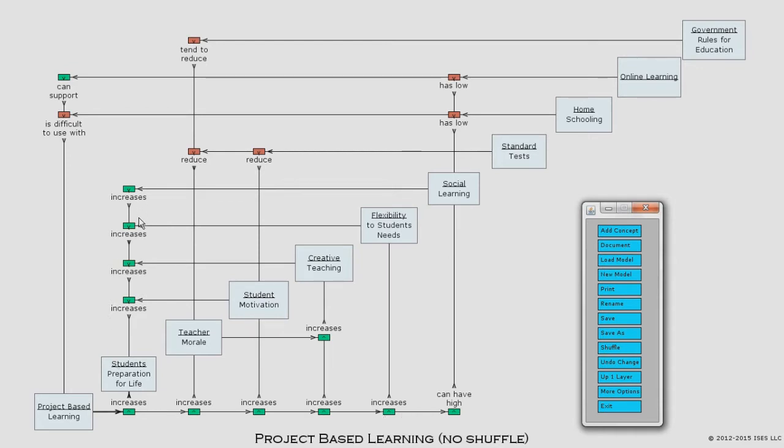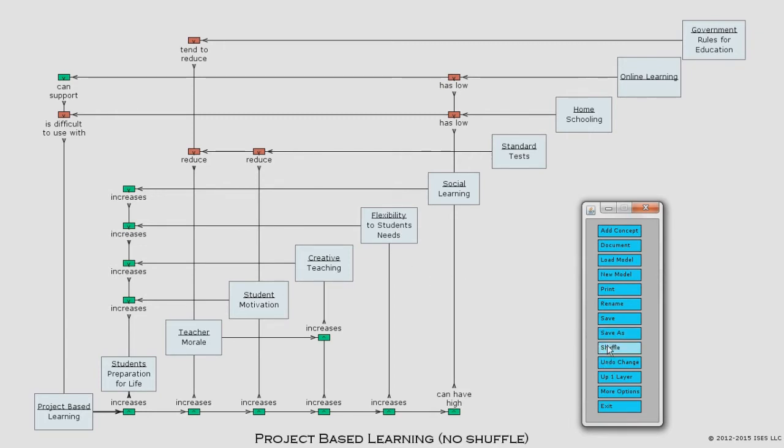Going along the vertical, you can quickly see the associations from other concepts. For example, looking at students' preparation for life, we have associations from student motivation increases students' preparation for life, creative teaching increases students' preparation for life, etc. It is hard to believe but there are over 39 million diagram organizations for the 11 concepts of this model. That is why you have the shuffle to find the best diagrams.